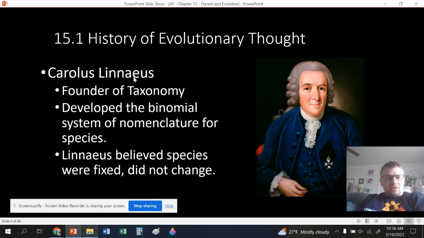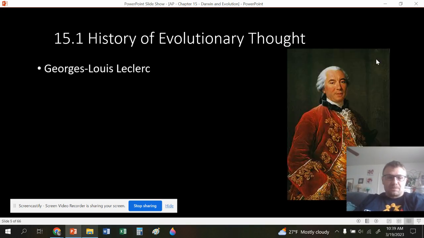We're also going to talk about Carlos Linnaeus just a little bit. He's the founder of modern taxonomy. He developed the two-name naming system, called binomial nomenclature. But the crazy thing is that Linnaeus actually didn't accept that species evolved. He thought that species were fixed, which means they're unchanging. So it's kind of funny that we classify species in the evolutionary way using his system, and he didn't accept evolution or that species changed.